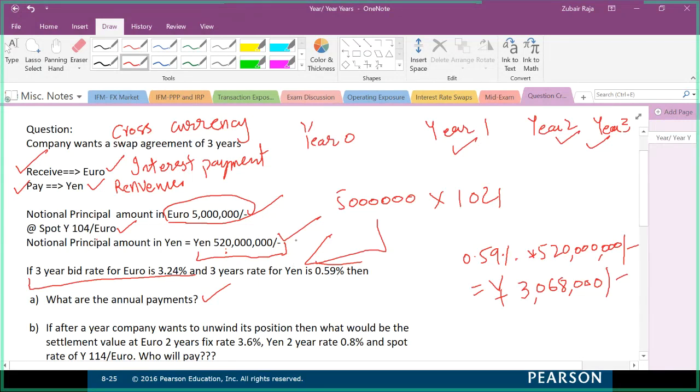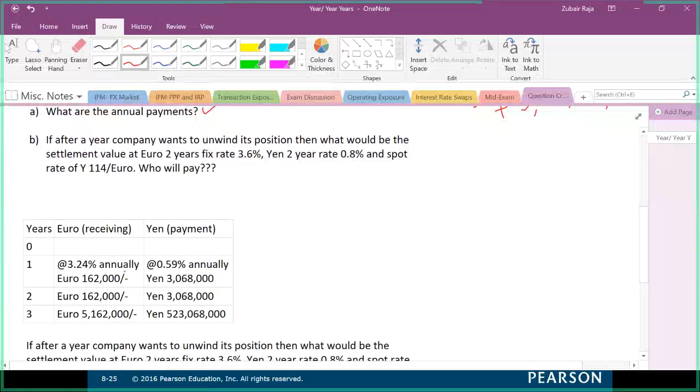Is it clear? Now, what about the euro that they will receive? In the same way, you need to multiply 3.24% with 5 million. I have actually done the calculations over here. So they will receive 162,000 at the end of the first year, at the end of the second year, and at the end of the third year, they will not only receive 162,000, but also the 5 million, right? So 5,162,000.